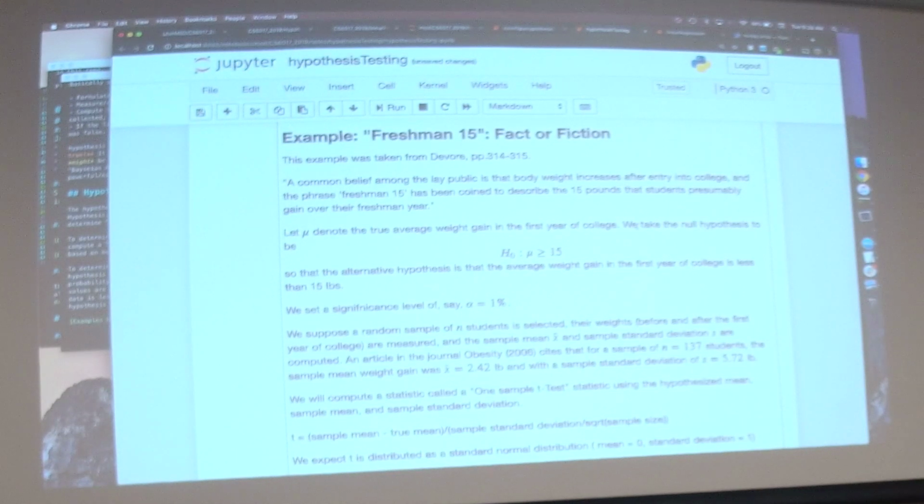So basically, we want to determine whether or not the freshman 15 is the thing. Okay, so freshman 15 says that on average people gain 15 pounds their freshman year. I went to a school with really, really terrible cafeteria food, so I think I did not, but depending on where you go, maybe that's the thing.